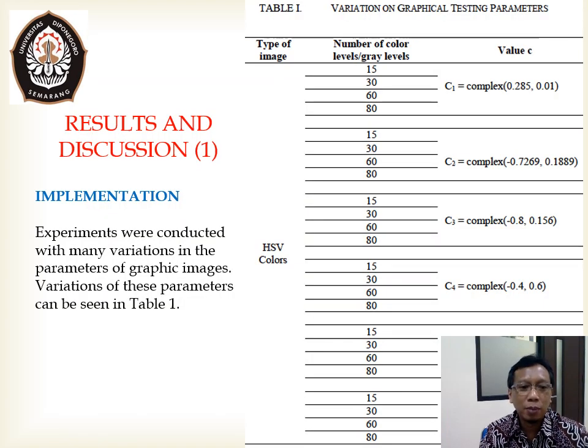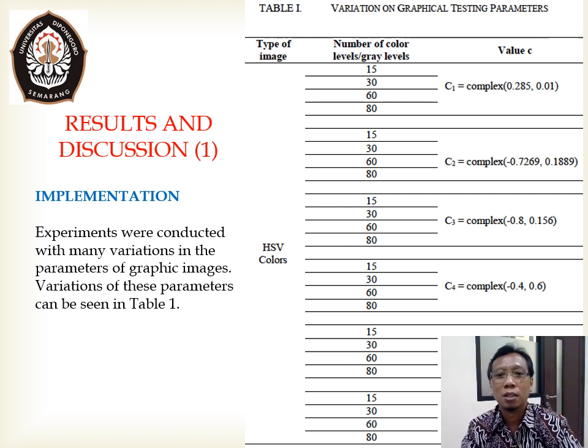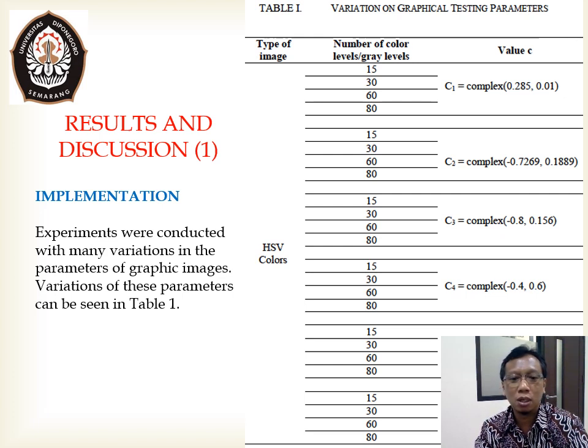Okay, for the implementation, experiments were conducted with many variations in the parameters of graphic images. Variations of these parameters can be seen in table 1. This is the variation of graphical testing parameters. For the type of image, we used HSV colors: hue, saturation, and value. And this is the column for number of color levels.